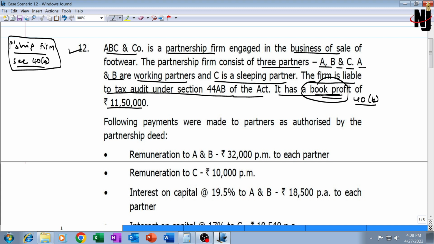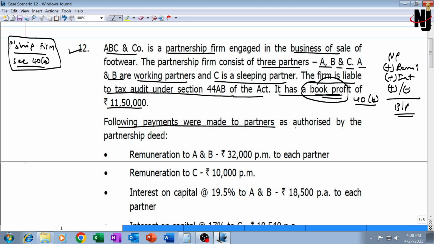Otherwise we would have had to start with the net profit as per P&L account. Then we would have had to make some adjustments. We would have had to add back the remuneration to partners. We would have had to add back interest to partners. We would have had to make plus minus income tax adjustments, and then depreciation, etc. But straight away the last figure, book profit, is directly given to us, which is a good sign.